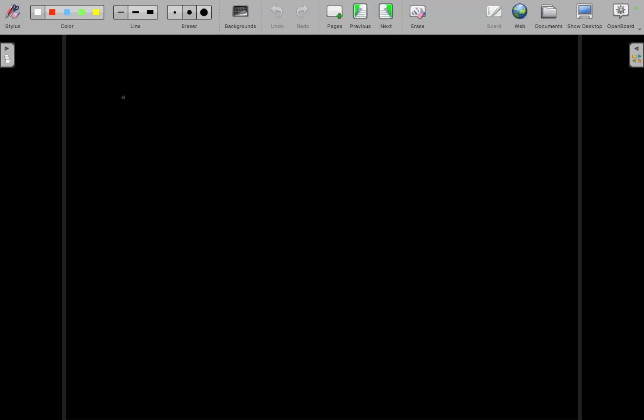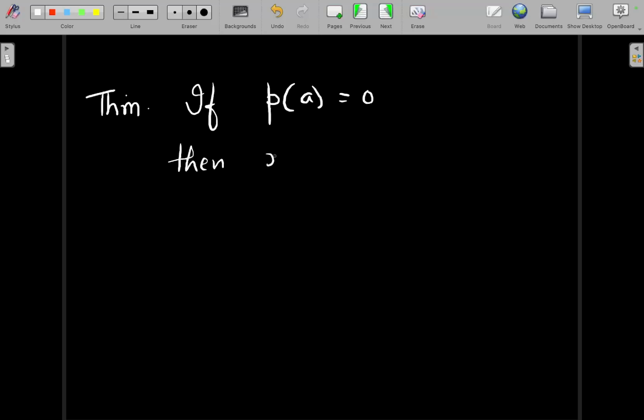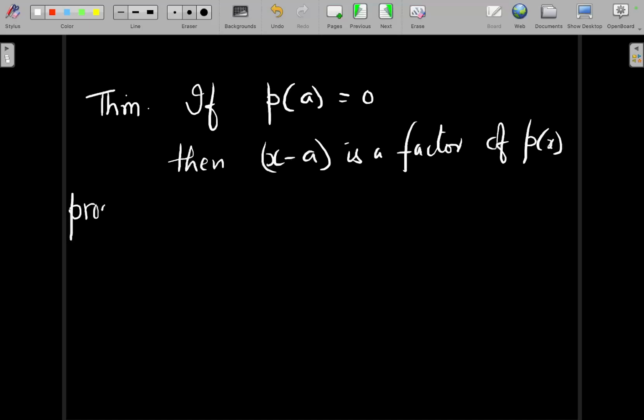So let's do the proof. How will we write the theorem? The theorem is, if p of a is equal to 0, then x minus a is a factor of p of x. So here's proof 1, and I think this proof is better than any other proof.